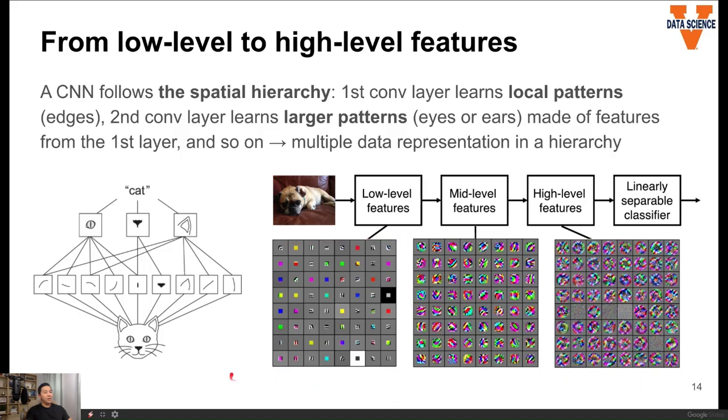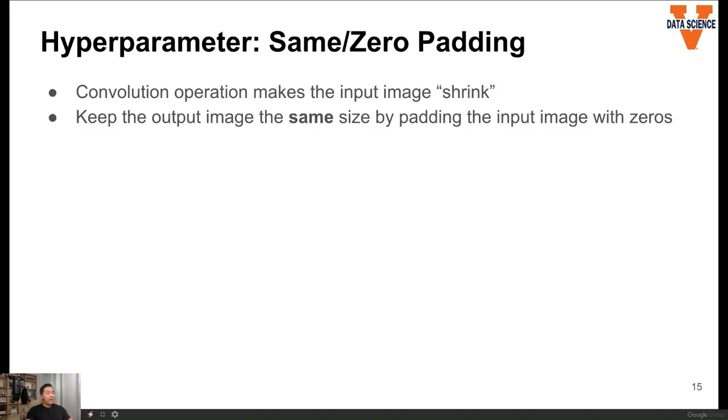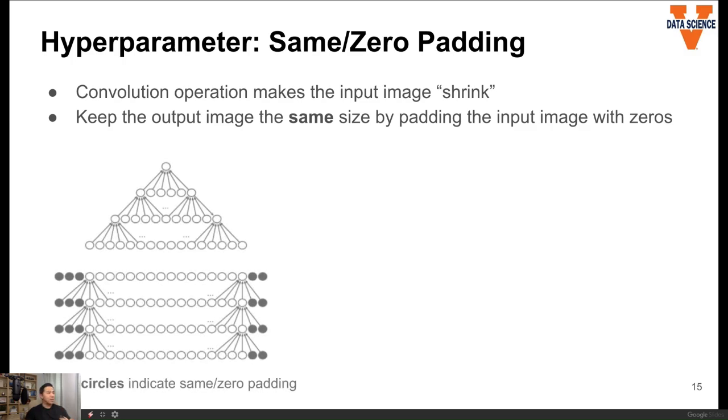You can also see this in a more specific 2D image here. First, we start with detecting low-level features that look like this, and then we use low-level features to compute mid-level to high-level features, and eventually we'll be able to separate it using some linear classifier. So that's essentially a really nice property for convolutional neural networks to follow. Now we do have some hyperparameters to tune. Number one is the same or zero padding. So what happens, as I mentioned before, is the input image gets shrunk a little bit when you apply a kernel on top of it. And depending on the size of the kernel, you may shrink the image by a lot.